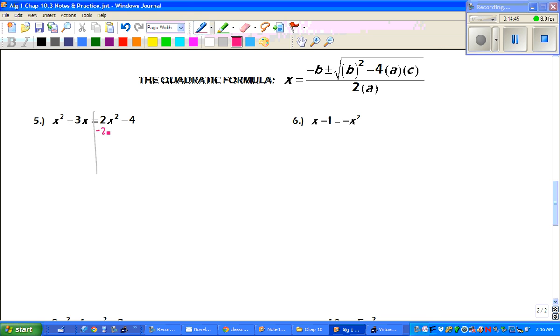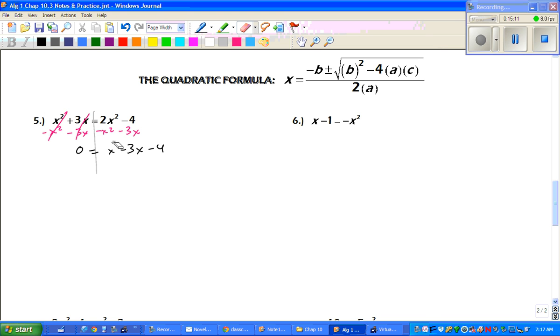Remember that we want our x's to be positive for the leading coefficient. So if we subtract that, we'd get a negative. We don't want that, okay? So we're actually going to subtract the x squared and the 3x to the other side. So 0 equals 2x squared minus 3x minus 4.